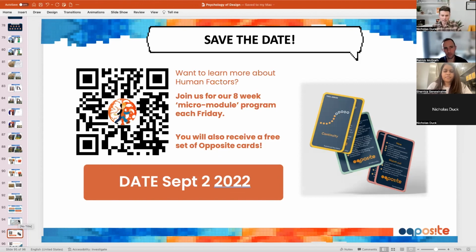Look, the program is designed over that sort of 8-week micro module each Friday morning, so hopefully to kind of fit in with people's schedules. And you also get a set of our opposite cards that cover many other topics. This is only one of them. So there's a card set for every topic.